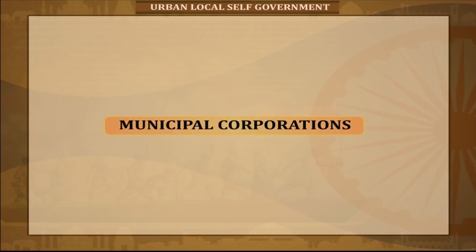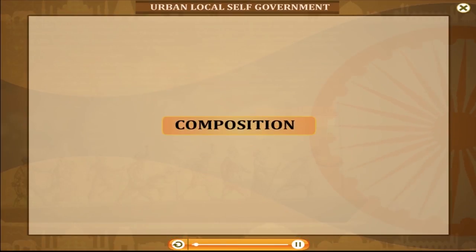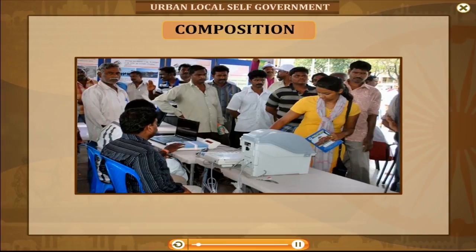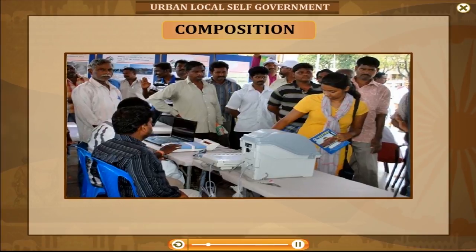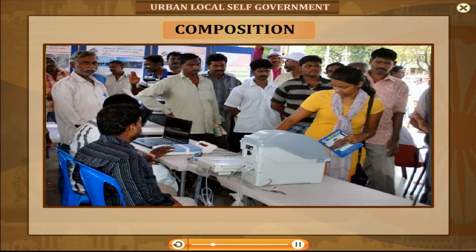Municipal corporations. We have already studied about local administration in rural areas. The administration in urban areas is carried out by municipalities and municipal corporations. Composition. The people of the city who are not less than 18 years of age elect members of the municipal corporation. To contest for elections, the person must be an Indian citizen and at least 25 years of age.